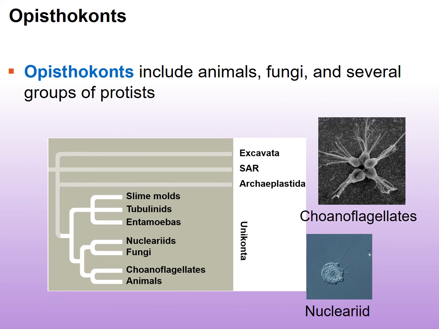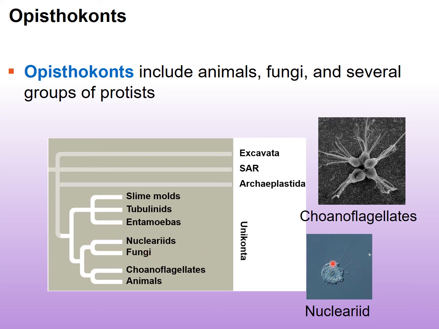Now moving on to the major group of Opisthokonts. Okay, so this is a major subgroup of the Unikonta. And again, the Opisthokonts include the animals and the fungi, and then, of course, the groups of protists that are most closely related to each one of them. So here we can see the nuclearid. The nuclearid is actually the sister group to fungi.